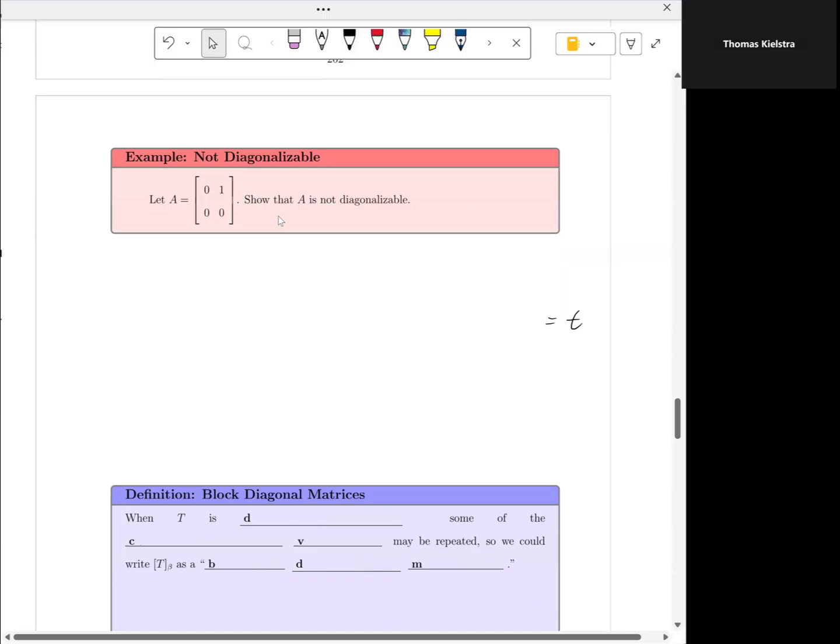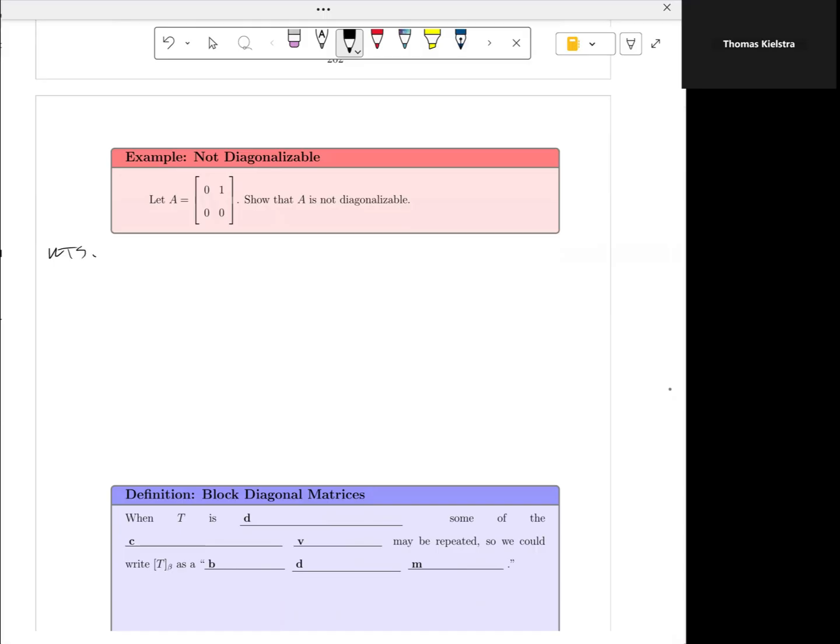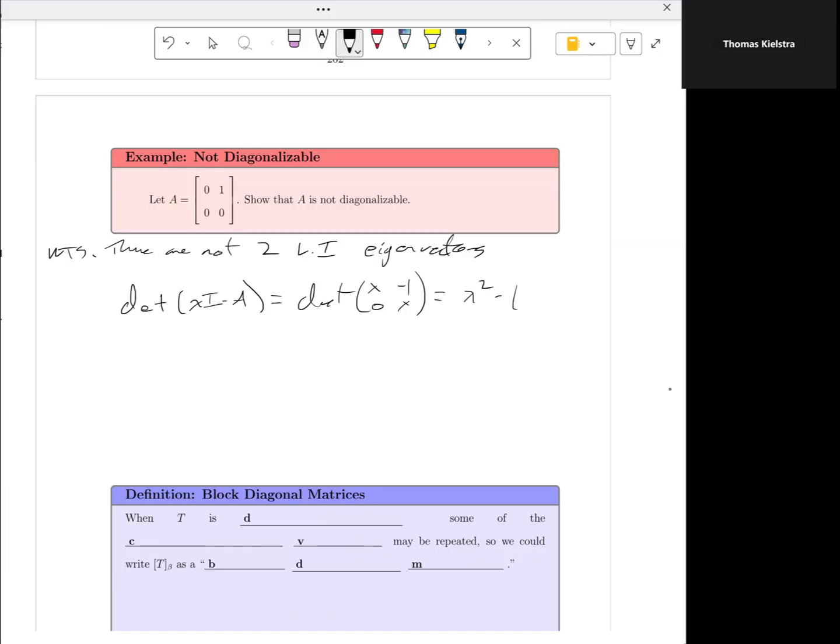This matrix here is not diagonalizable. How do I show it's not diagonalizable? I want to show there are not two linearly independent eigenvectors, so I can't create a basis of eigenvectors. That means I have to solve for the eigenvectors. We start by solving for the characteristic values. The determinant of xI minus A equals the determinant of the matrix with rows x, minus 1 and 0, x, which equals x squared minus 0, which equals x squared.